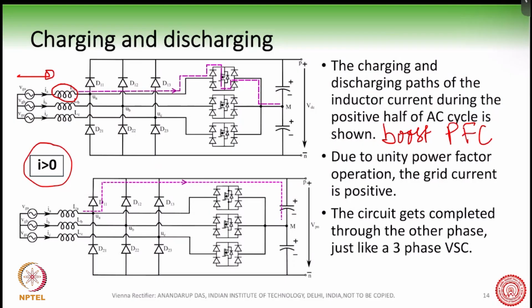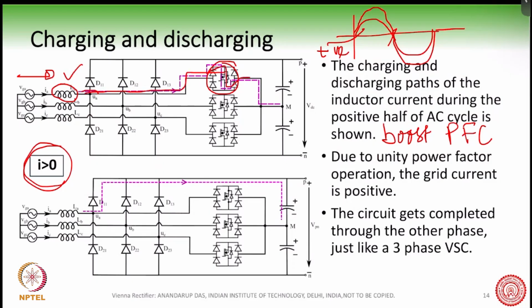So how will you charge the inductor? You will turn on this switch. Suppose I is greater than 0. Remember, this current is going to be sinusoidal and will be in phase with the voltage. It's a rectifier, almost unity power factor rectifier. So this current will be in phase with the voltage. So during this positive half cycle, sometimes we will turn on this switch, the 4-quadrant switch, and so the inductor will charge up.